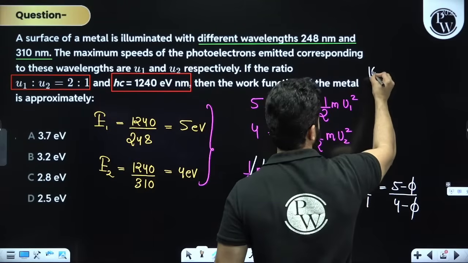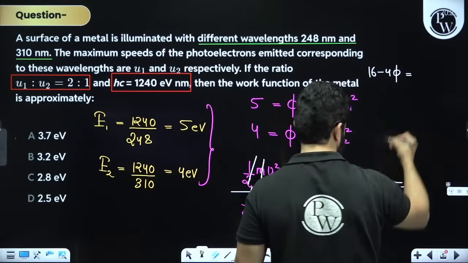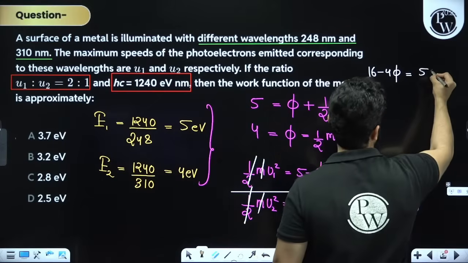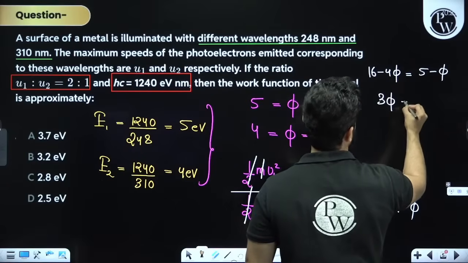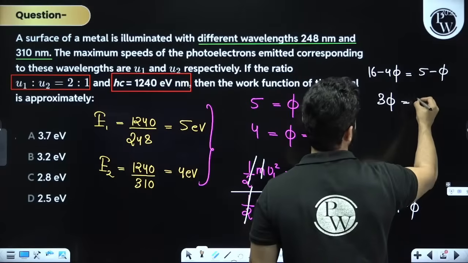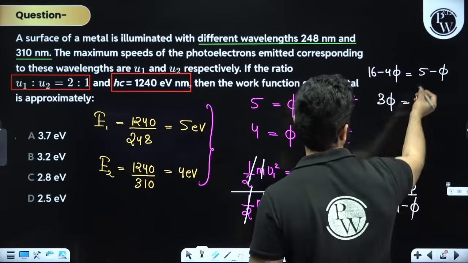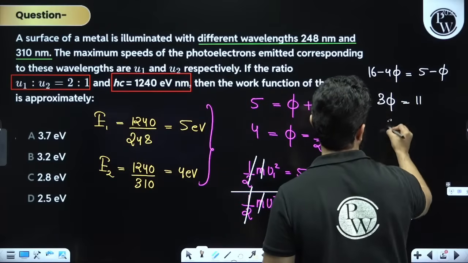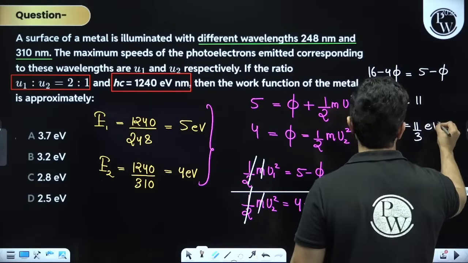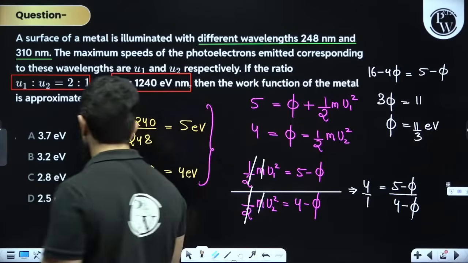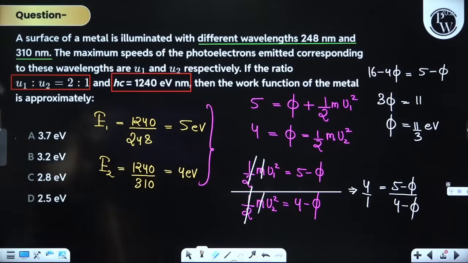Let's multiply it. So this will become 16 minus 4 phi is equal to 5 minus phi. So this will become 3 phi and this will become 11. Answer is coming in decimals, fine, no problem. So phi will be 11 by 3. So 3 point something. So 3.2 maybe, 3.2. No, 3.7.